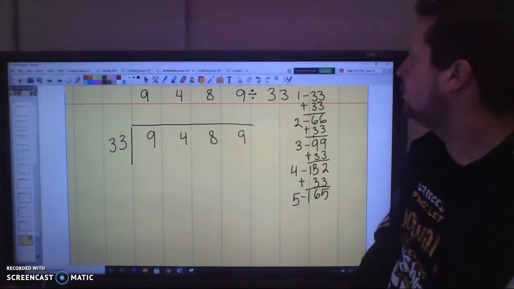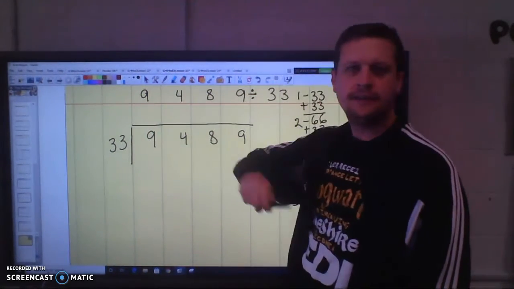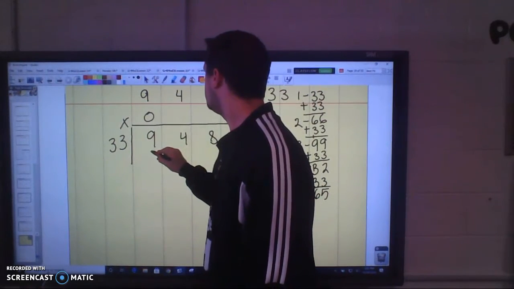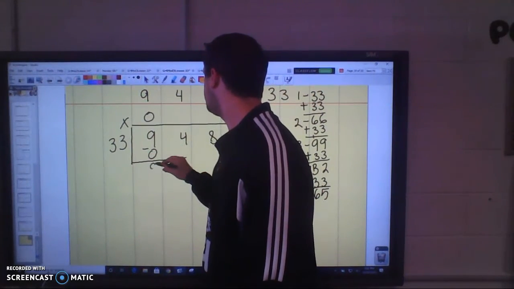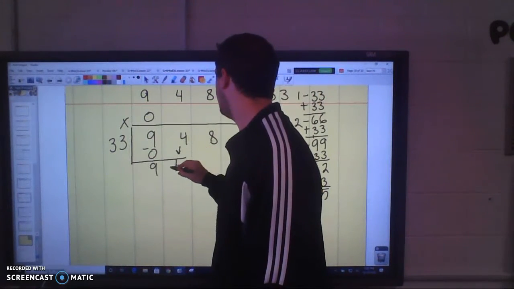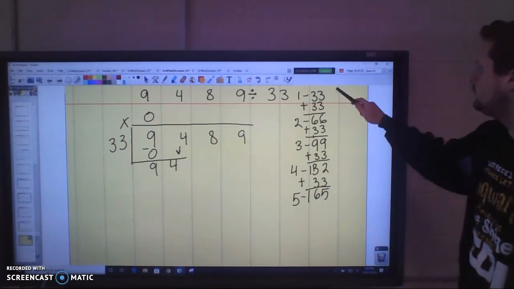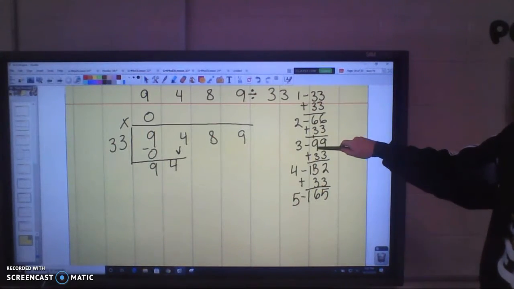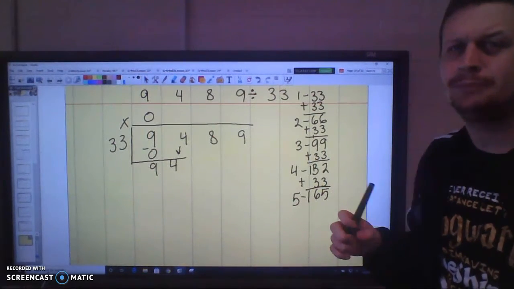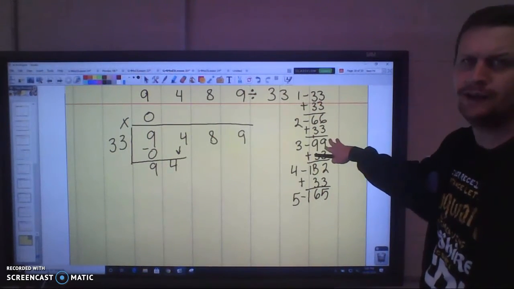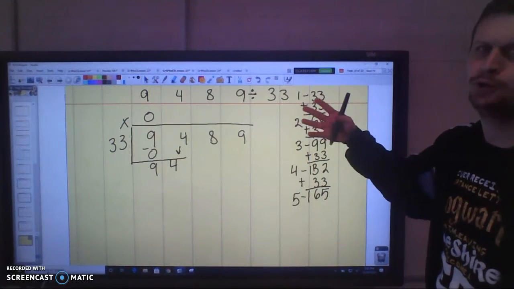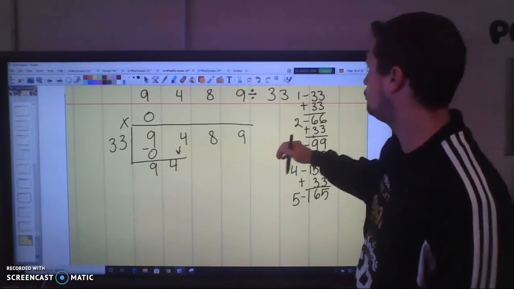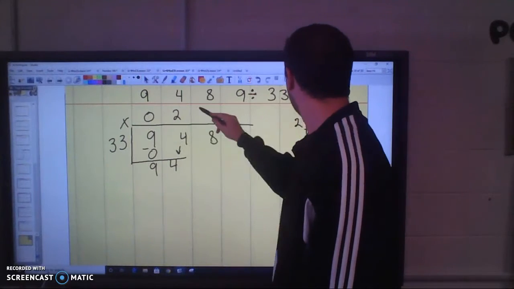All right, so 33 cannot be in a group of 9. Not enough. Bring down our 4, so now we're at 94. So we got 1 group, 2 groups. Ooh, 3 groups is so close. Remember what I said? If we get to something that's really close and it doesn't quite get there, our next multiple is probably going to have to be bigger. We'll see though. So that was 2 multiples, and 33 times 2 was 66.